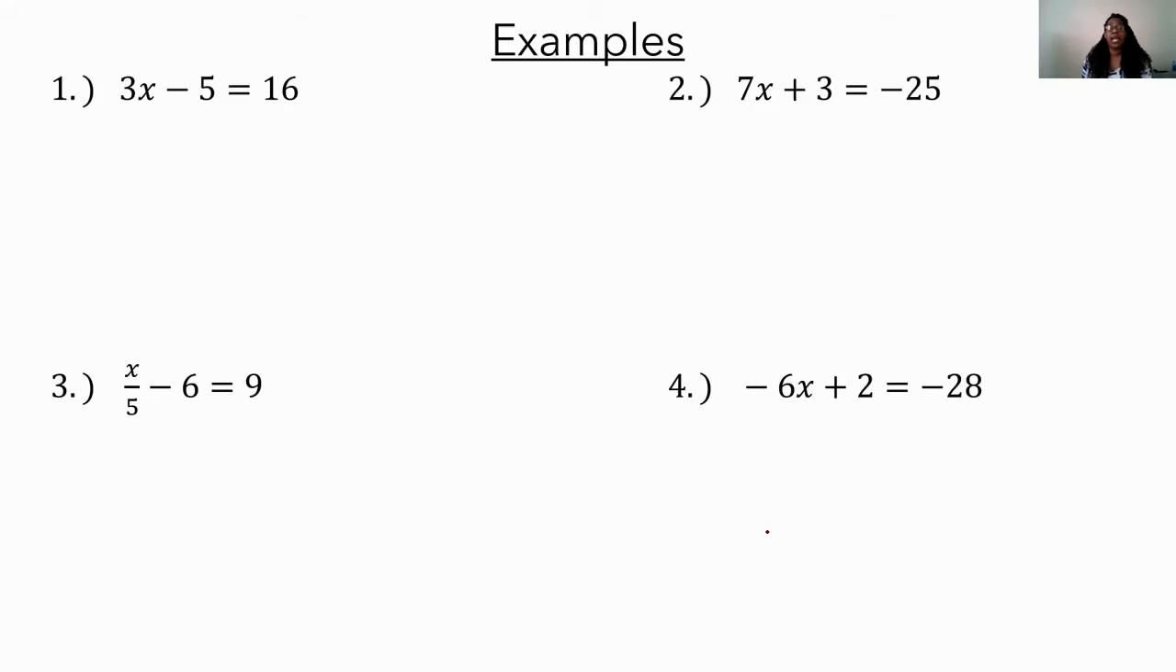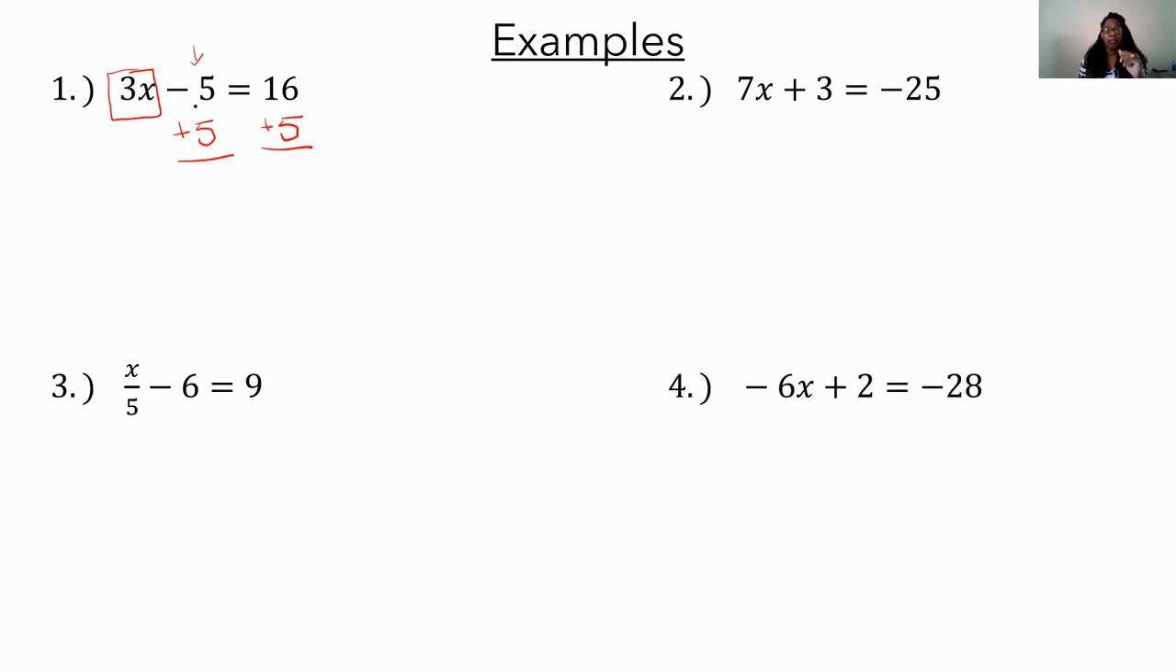Number 1, we have 3x minus 5 is equal to 16. First thing I want to do is isolate my variable. Right now, the x is with the 3, which is a coefficient of 3. So they're together. The very first step, I want to isolate that togetherness. That means this negative 5 needs to go. We always have to do the inverse. If you have a minus 5, that means you're going to add 5. And whatever I do on one side, I do on the other.